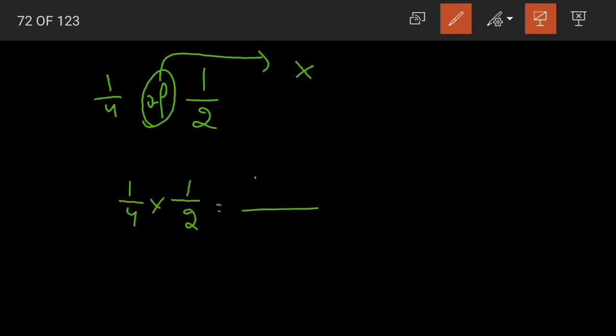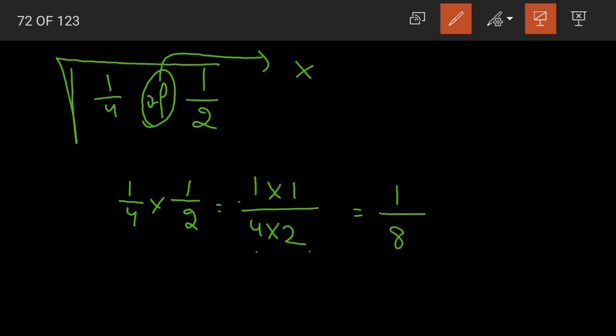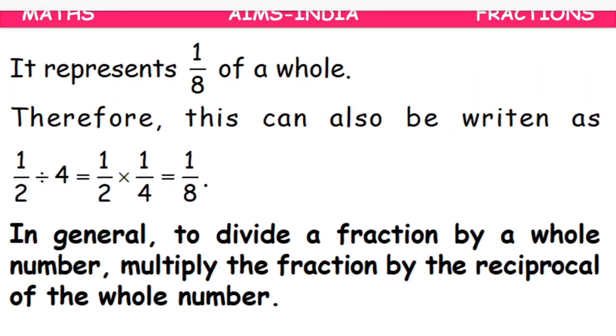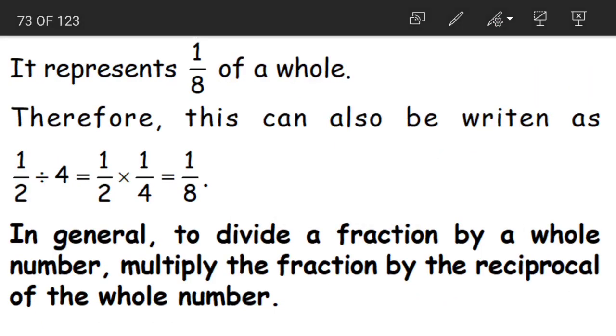How will we multiply, children? Multiply the numerators and then multiply the denominators. So 1 into 1, 1; 4 into 2, 8. So this 1 by 4 of 1 by 2 is nothing but our 1 by 8. Understood? See, as I've said, in fractions, this "of" represents multiplication. So 1 by 4 into 1 by 2 is nothing but our 1 by 8. That was in terms of multiplication.